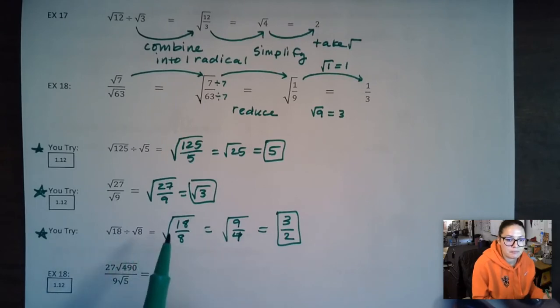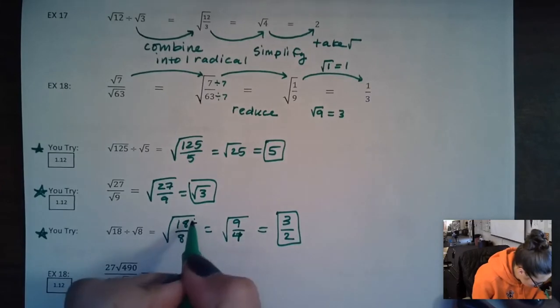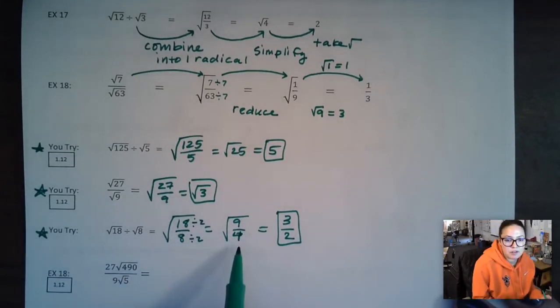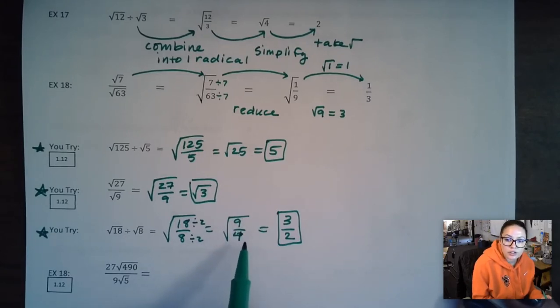Third one, square root of 18 divided by 8. I can reduce that fraction by dividing them both by 2, which gives me the square root of 9 over 4. And 9 and 4 are 2 numbers that I can take the square root of. The square root of 9 is 3, and the square root of 4 is 2.